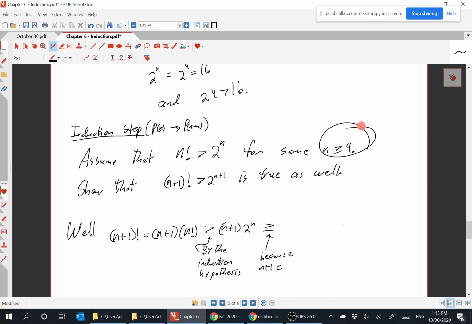Four. Right, so n plus 1 is bigger than, well, okay, 4. 5. 5, yeah, all right. That's fine. 4, if you go 4 there, it's totally correct still. Is bigger than 5 times 2 to the n, which is bigger than 2 times 2 to the n, which is 2 to the n plus 1. As required.